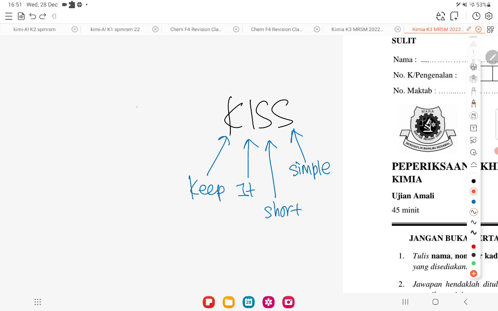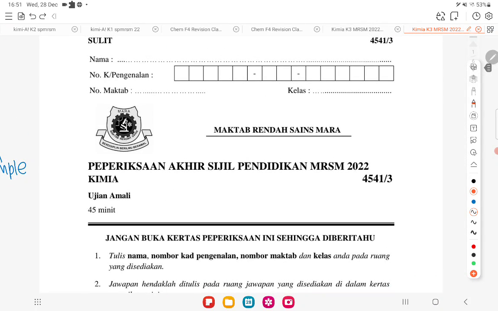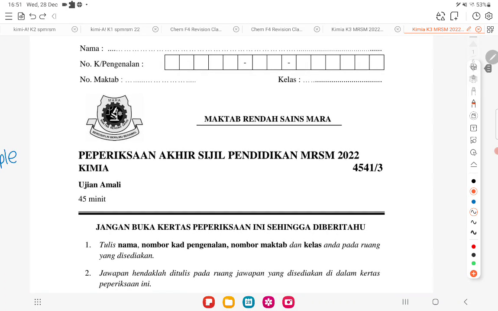You don't need to write a super long answer like what you did for paper 2, like what you do for your essay. No need. I'm going to use one paper to demonstrate, step by step, how to answer those questions. This question is from an MRSM trial exam paper, a soalan percubaan from MRSM year 2022.